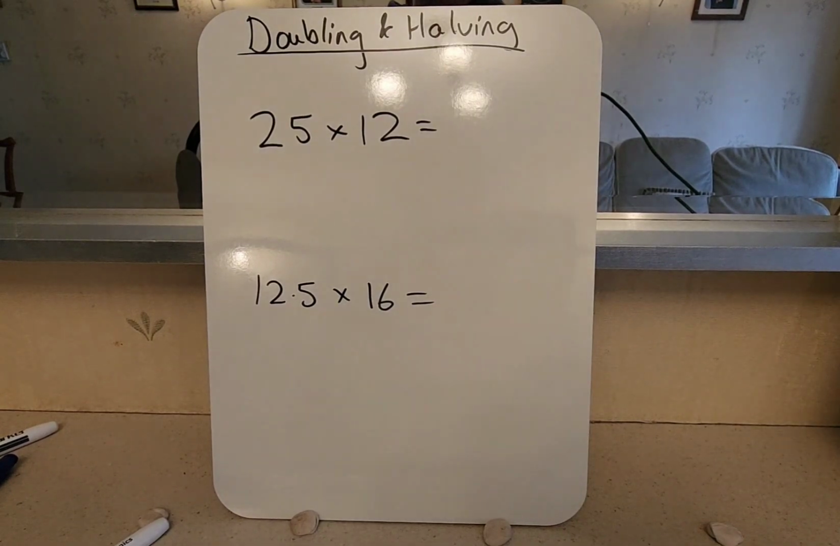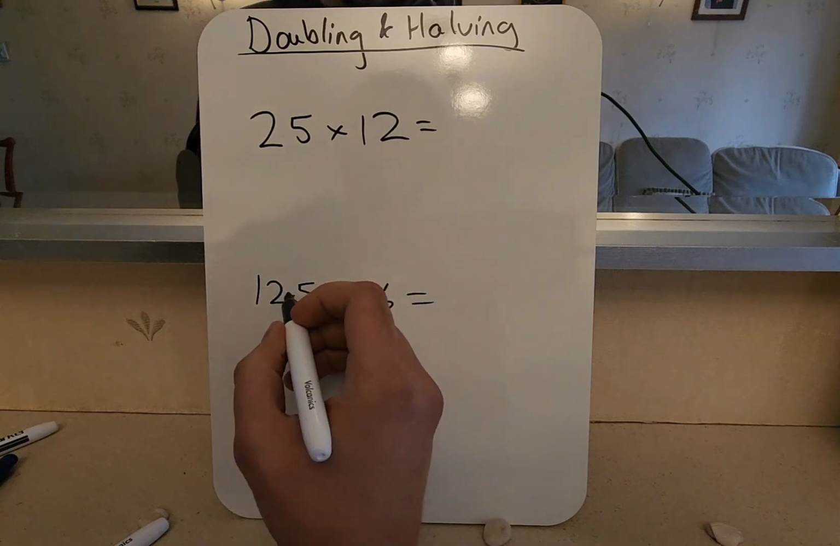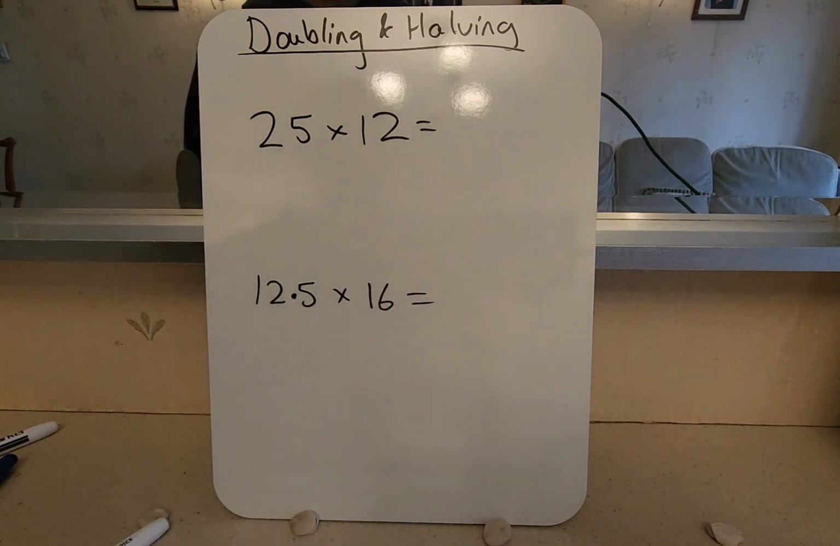So let's have a look at this double and halving technique. Here's two sums I'm going to use as an example. We have 25 times 12, and we have 12.5 times 16. Let's just make that a little bit more prominent. So how do I use this technique? Well, I'm not a big fan of doing 25 times 12. But what I could do is double one of the numbers and half the other.